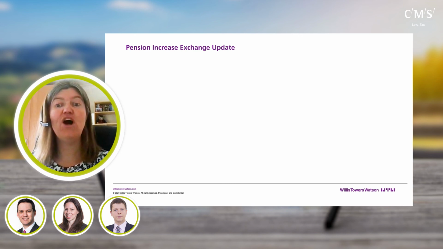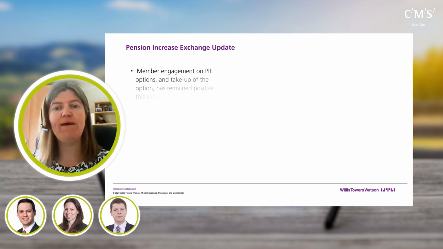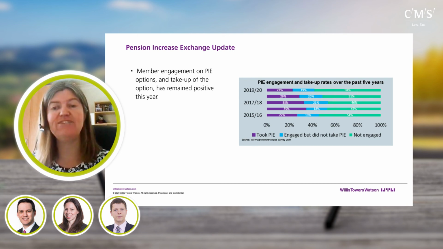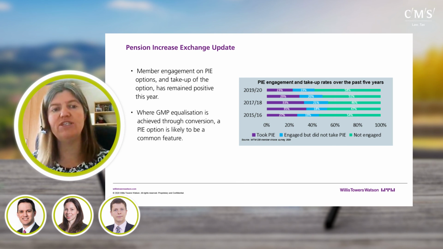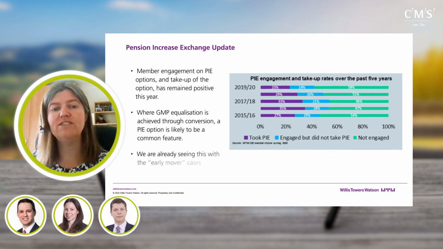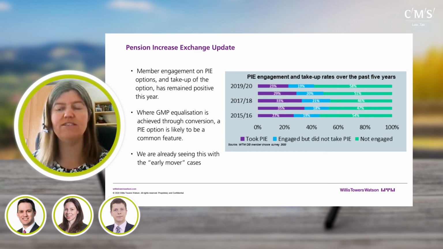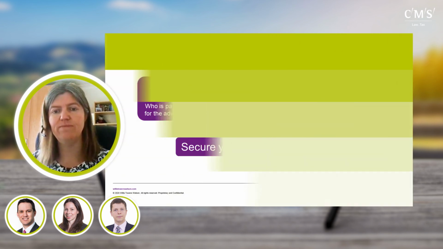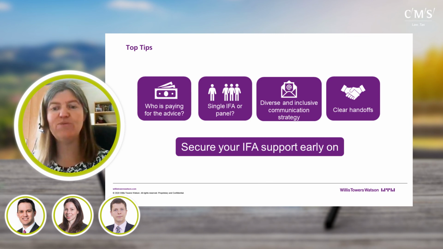So just in terms of other options, in our experience, member engagement and take-up of PI options has remained positive this year. In March, the IFA firms that schemes typically appoint seamlessly transitioned to work from home, and the trend of video calling platforms has improved the member experience over recent months. Now, as Laura mentioned earlier, where GMP equalisation is achieved through conversion, we also expect a PI option to be a common feature. And we've actually already started to see that in the early mover cases that are progressing through this year.